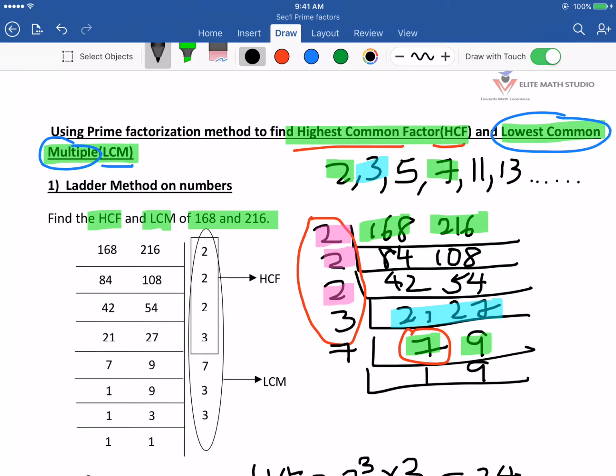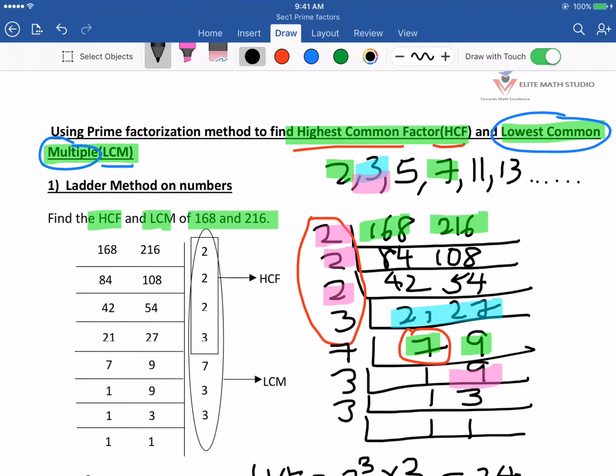Let's concentrate on the next number. We'll concentrate on 9 now. Can 9 divide by 2? No. But can 9 divide by 3? Yes. So take 9 divided by 3, it becomes 3. Can 3 divide by 2? No. Can 3 divide by 3? Yes. So you write here 3. So we stop, because both numbers are 1 now.